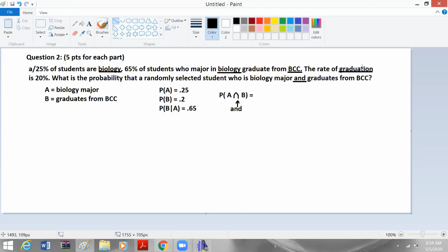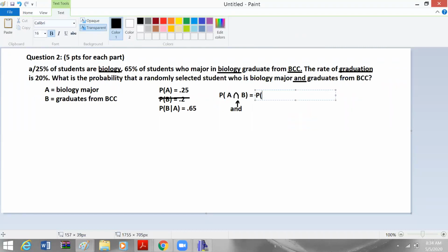So meaning that we need to get rid of 20% right there. So we're gonna cross them out. Okay. So in other words, you're gonna multiply these two numbers. So we're gonna rewrite the format. P of B given A times P of A. And then we're going to take 0.65 times 0.25. And then we do the calculation for that part.